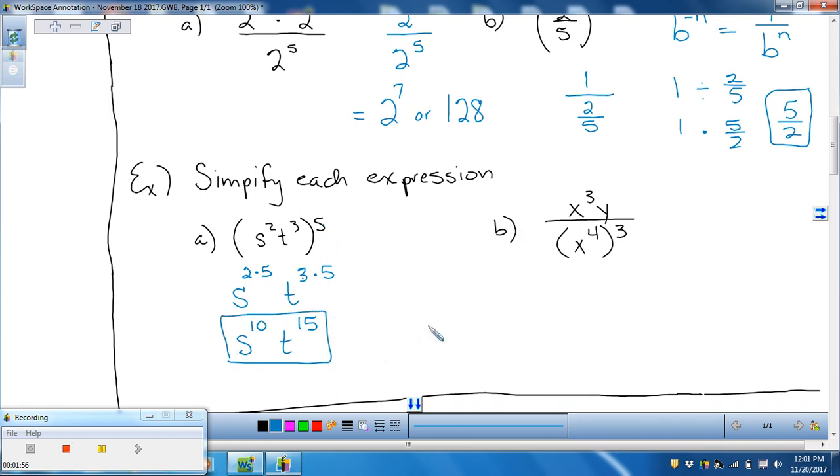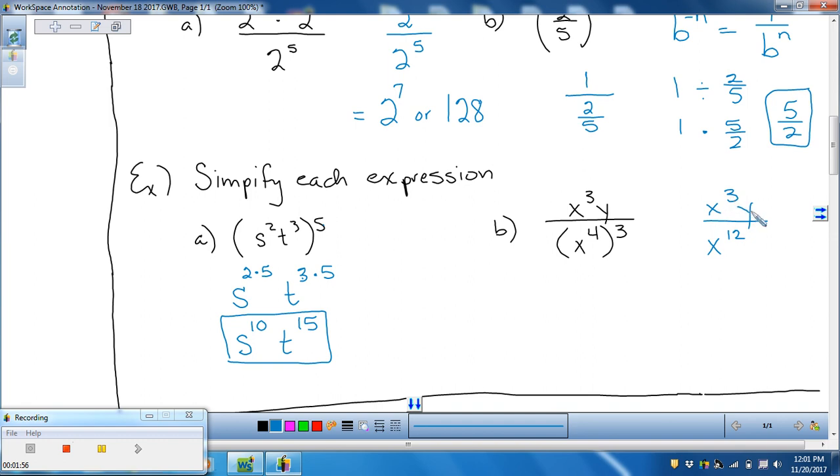And then example B, we have x cubed y divided by x to the 4th to the 3rd power. Again, this is a couple of different properties. We're going to do power of a power, and we're going to do a quotient property. First one I'm going to do is power to a power. So we got x cubed y over x to the 4th to the 3rd power is x to the 4 times 3, which is x to the 12th. Now we're going to do the quotient property.